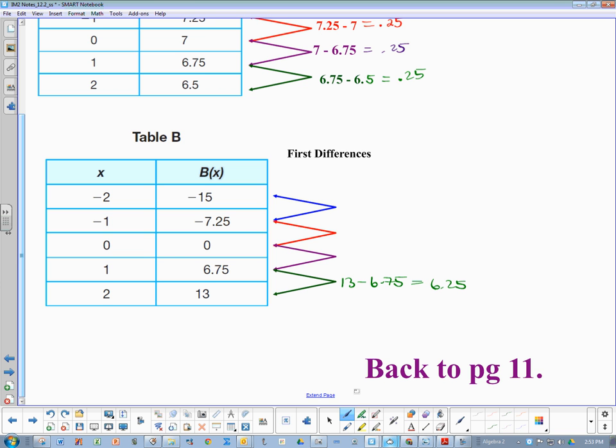Next one, 6.75 minus 0 is 6.75. Next one, 0 minus negative 7.25 is going to be 7.25. Next one in blue, negative 7.25 minus a negative 15 is going to be 7.75. And you can take out your calculator and figure that out. That's fine.